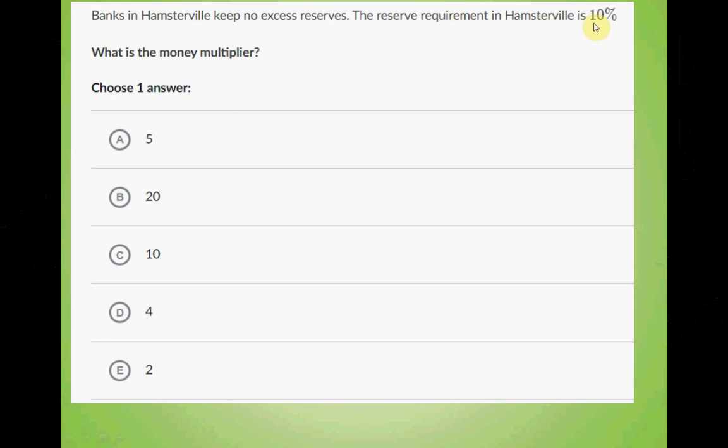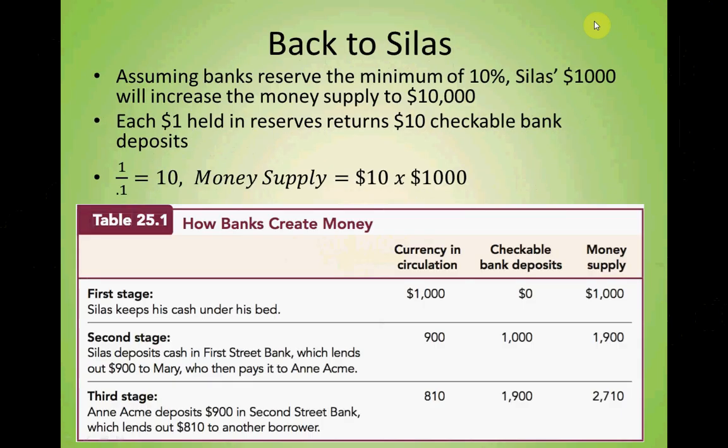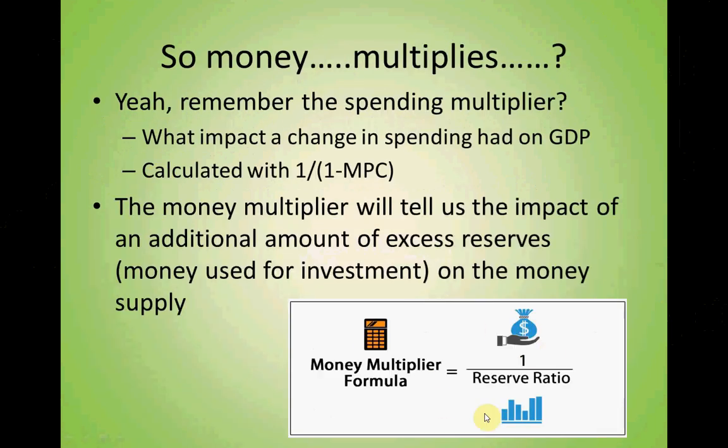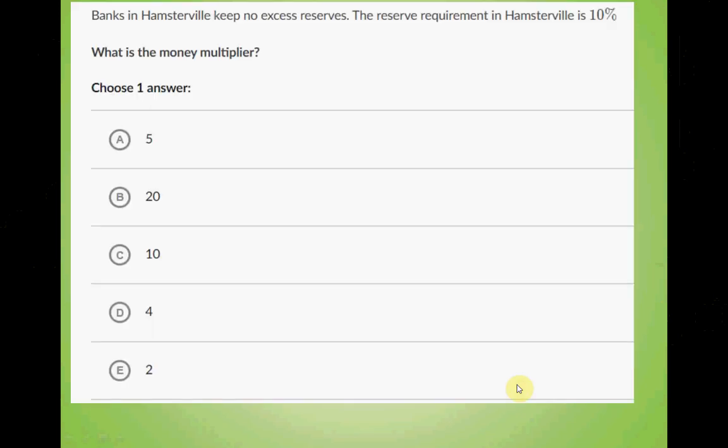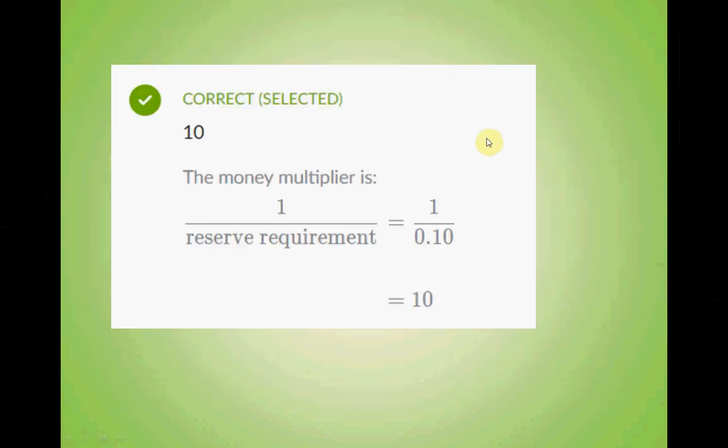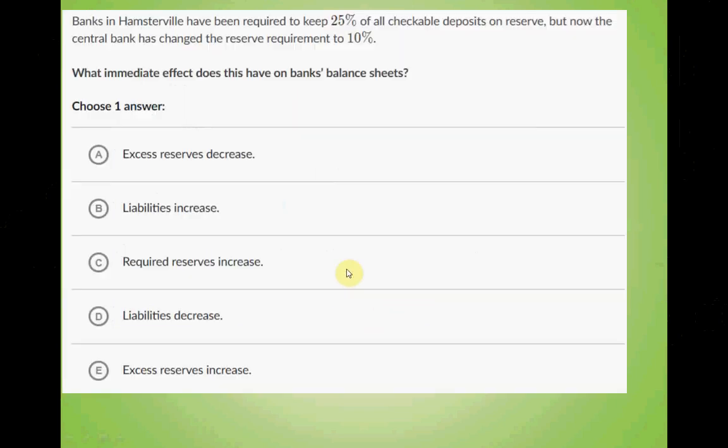Well, the reserve requirement is 10%. That's all we need to know. Let's look back here at our equation. For every $1 divided by the reserve requirement will give us the money multiplier number. If you want to look at it this way, the money multiplier is just for every $1 divided by the reserve ratio. So if the reserve requirement is 10%, for every $1, 1 divided by 0.1, it's the exact same example from your book. 1 divided by 10% is 10. That's a pretty easy one.